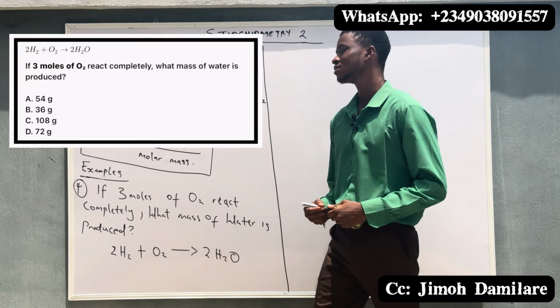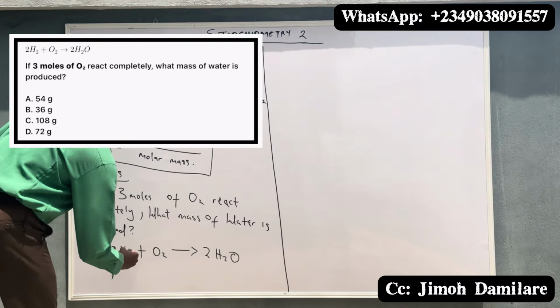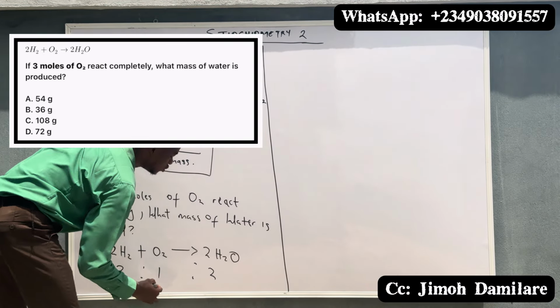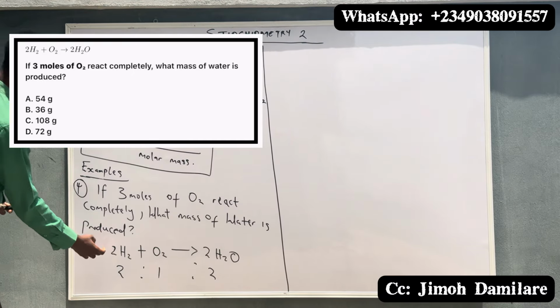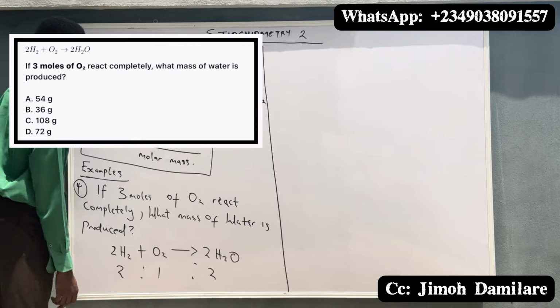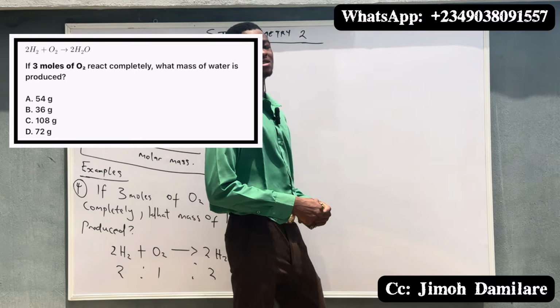So the next task is to write the mole ratio. In this case, the mole ratio is 2:1:2. You know how we get the mole ratio by looking at the coefficient of each molecule, or the number in front of each molecule or compound. So this is the second task.